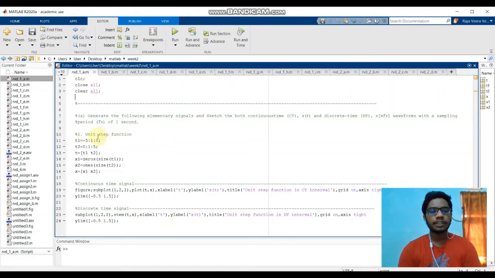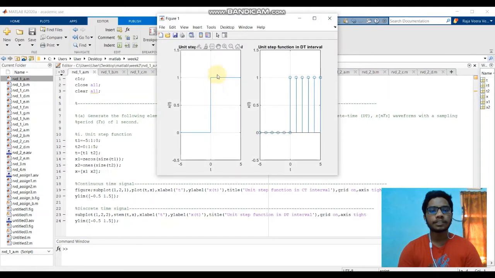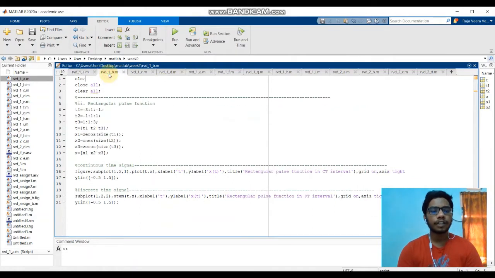You can see the unit step function is nothing but when t is less than 0, it gives a value of 0, and when t is greater than 0, it gives a value of 1. When we run the program, we get the unit step function in continuous time interval, and this is the unit step function in discrete time interval. Moving on to the next one, we will see the rectangular pulse function.